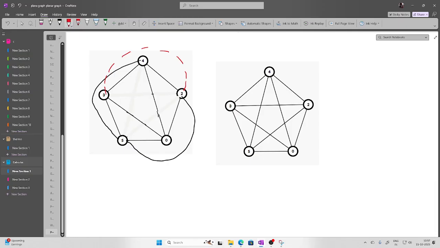So what is this? This is 1, 2, 3, 4, 5. So this is nothing but K5. So K5 is a non-planar graph.